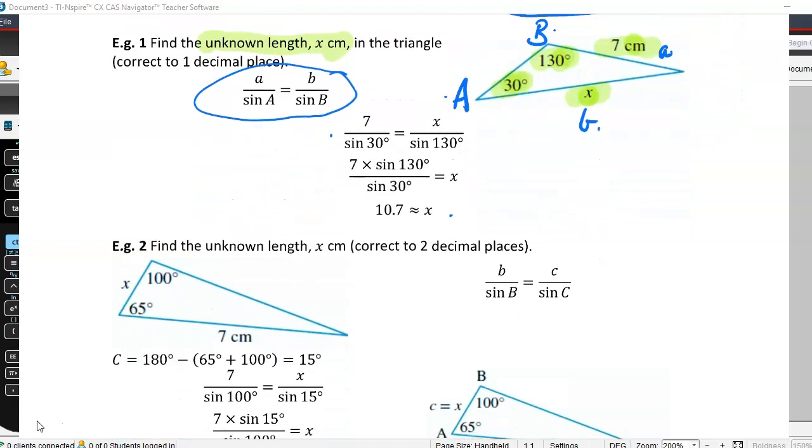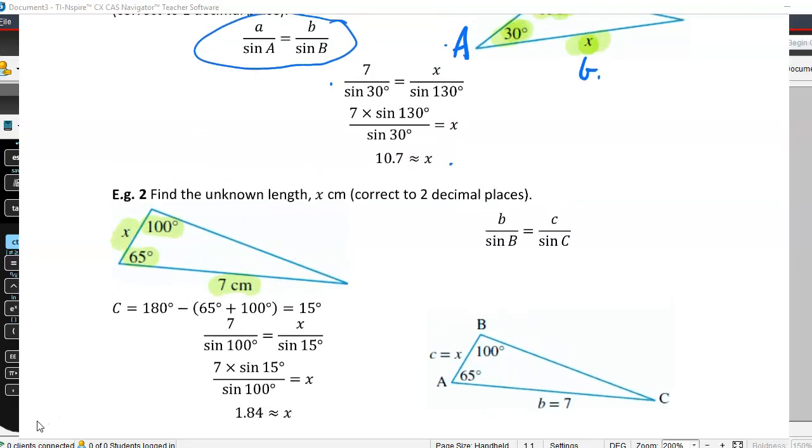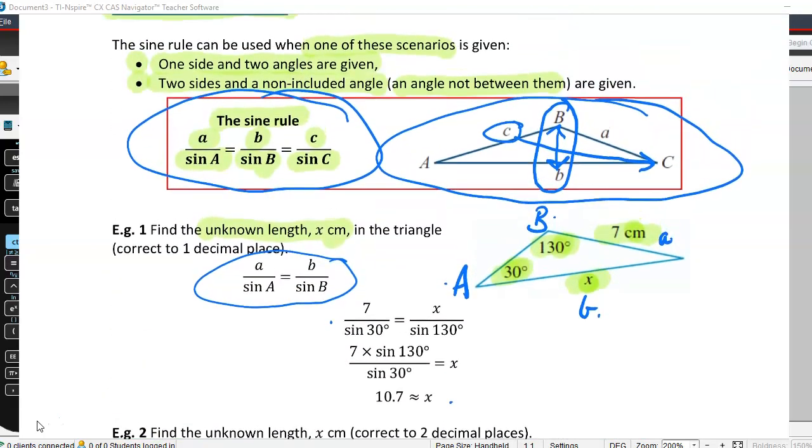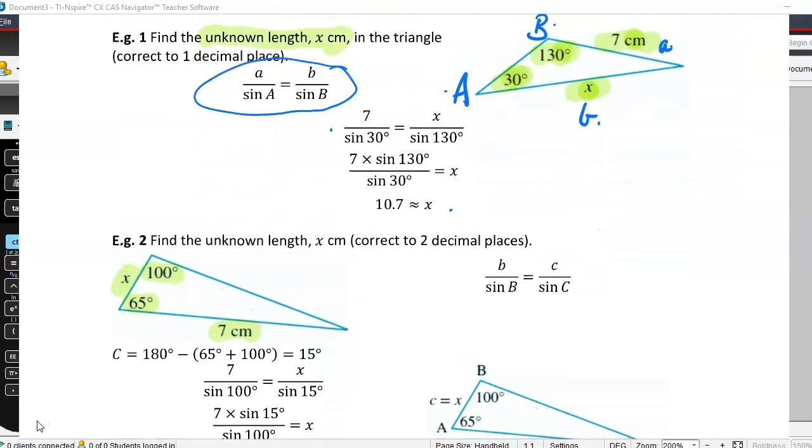Okay, find the unknown length x, correct to 2 decimal places. So here I've got 2 angles, one side, and I want to know the other side. Okay, so yes, that does meet the requirements. Now, looking at this, I've got those two, they match, but hang on, I don't have that corresponding angle. That's okay, because I can figure that angle out, because all 3 angles have to add up to 180, and that's what I've done there.